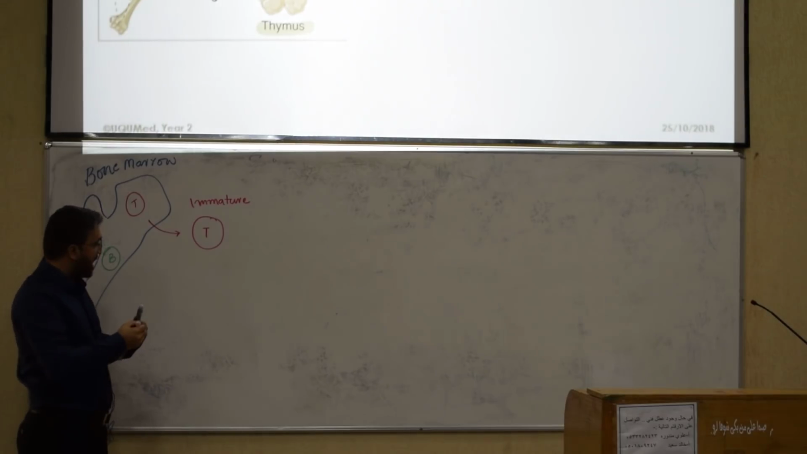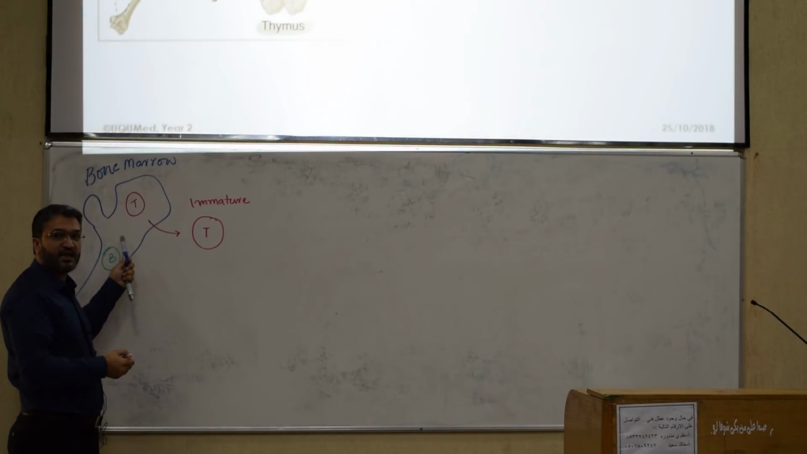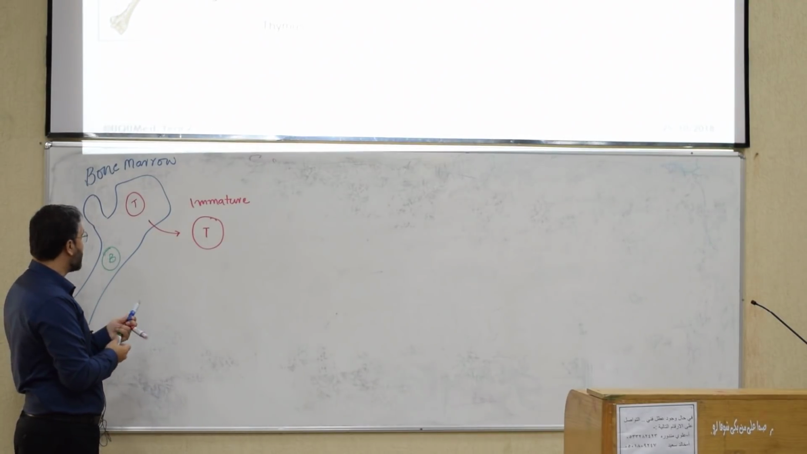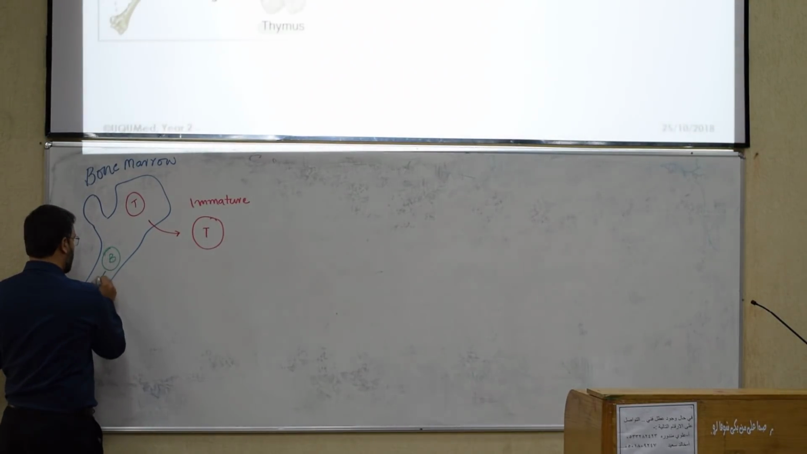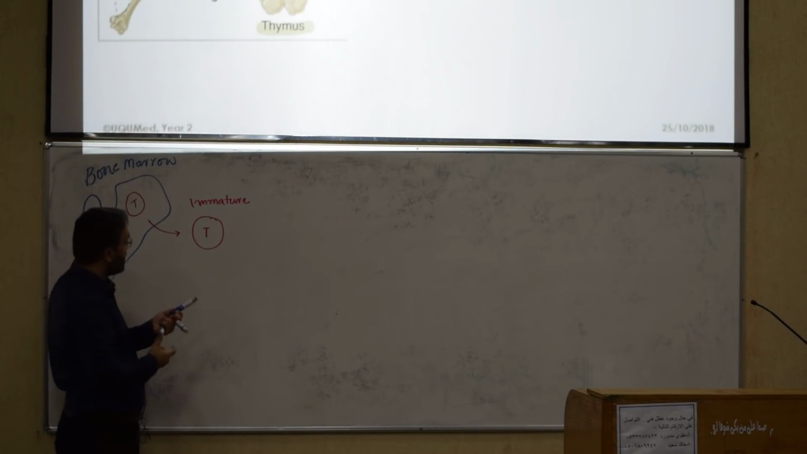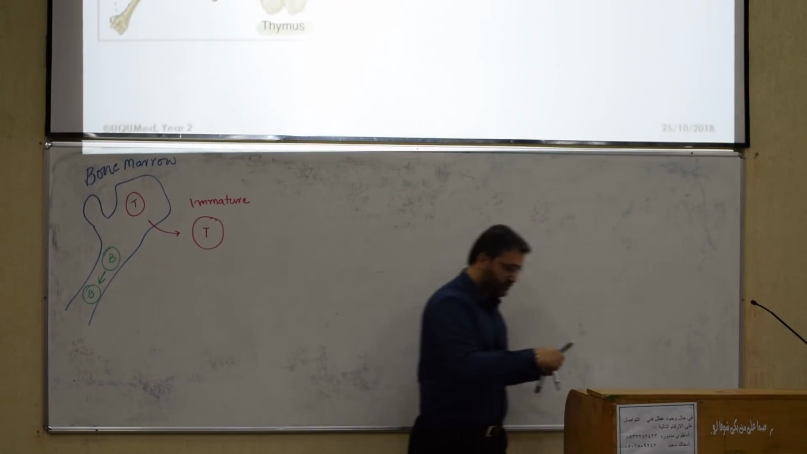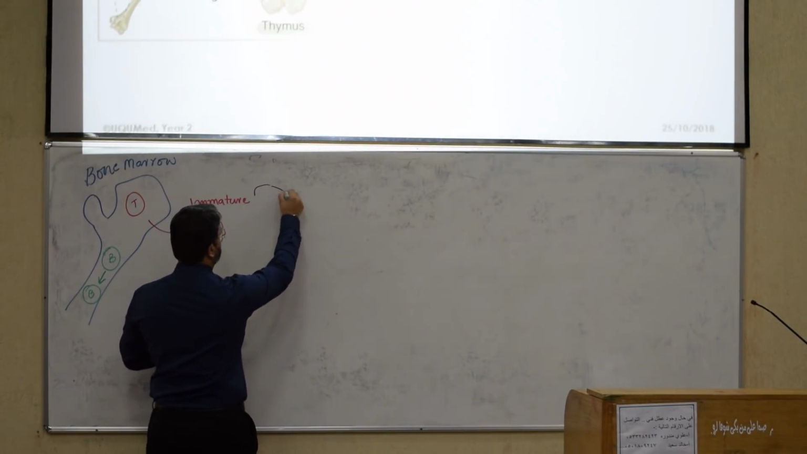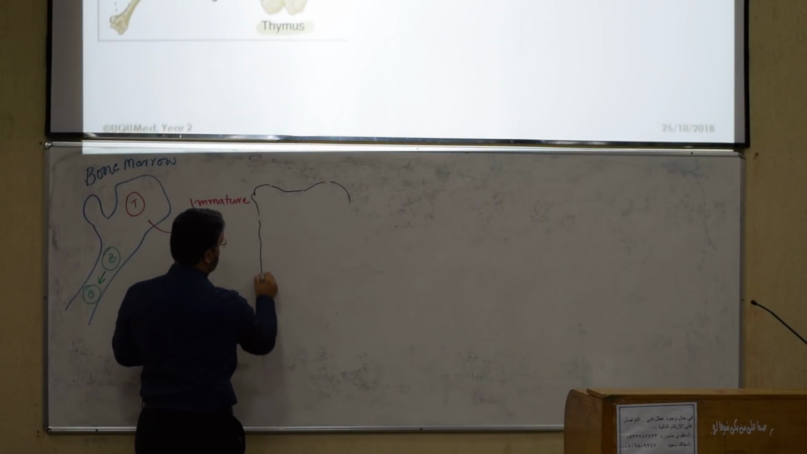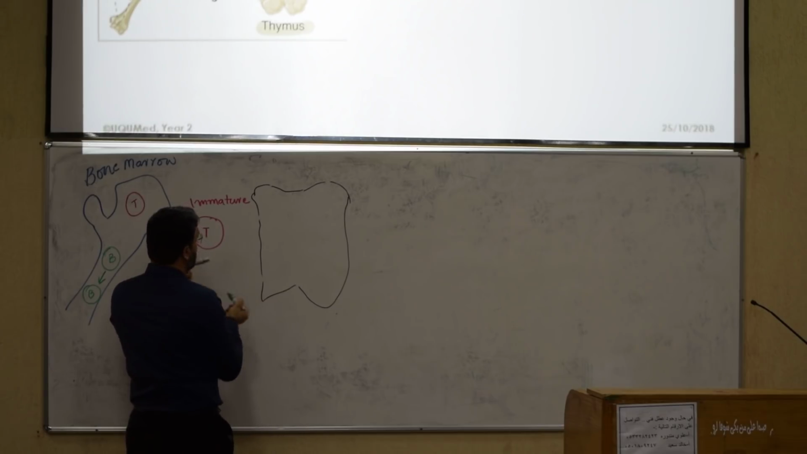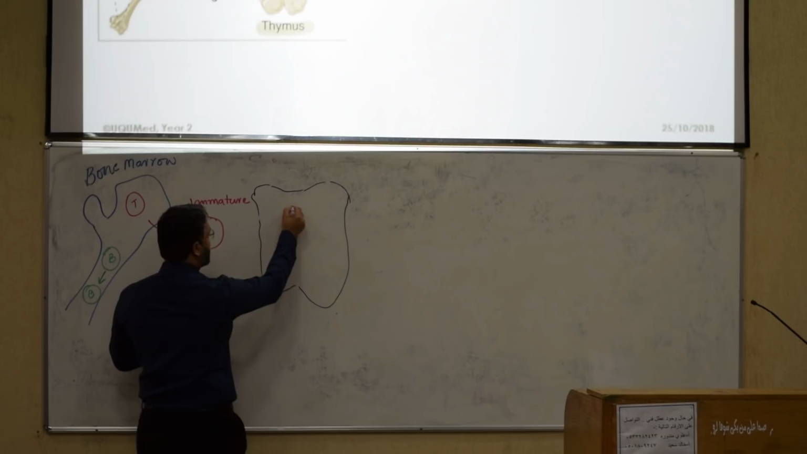While the B cell is developed here and it is matured inside the bone marrow, so they get matured inside the bone marrow as well. The T cells have to go further to the thymus. Inside the thymus, these T cells are going to get matured.